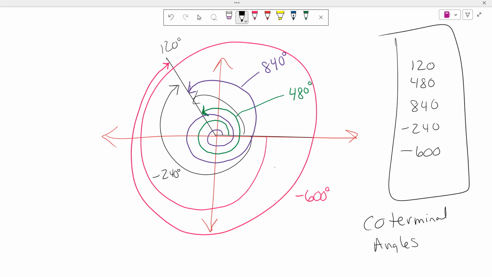We'll talk about coterminal angles. Coterminal angles have the same terminal position, but they have different angle measures. They're the same angle, but they have different names, in other words, depending on how far we go around. So coterminal angles all end up in the same spot. They just have different names depending on how far we go around and what direction we're going around.